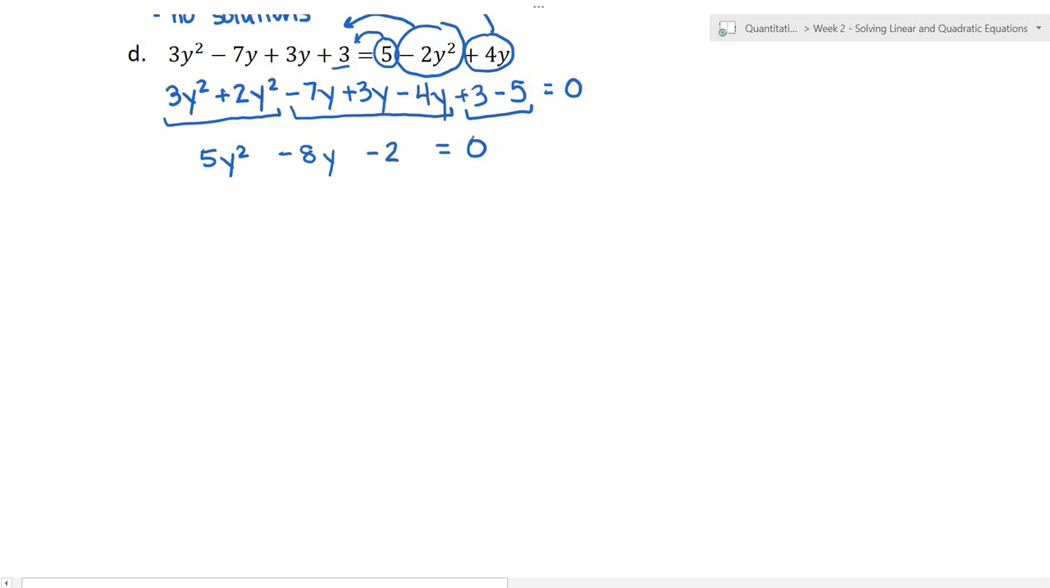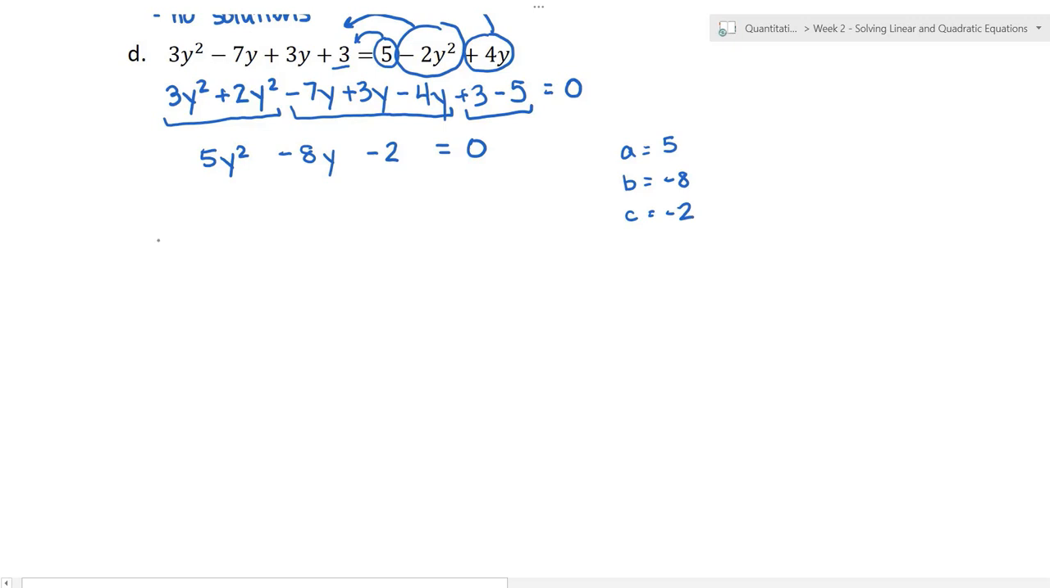Now we're in standard form, and we can identify what our A, B, and C values are. The order is correct. The squared term comes first, then the plain variable, and then just the number on its own, equals 0. So what is our A, B, and C? A is equal to the number in front of the y squared, so that would be 5. B is the number in front of just the y. Remember that the negative goes with the 8, so it's negative 8. And C is the number by itself, negative 2.